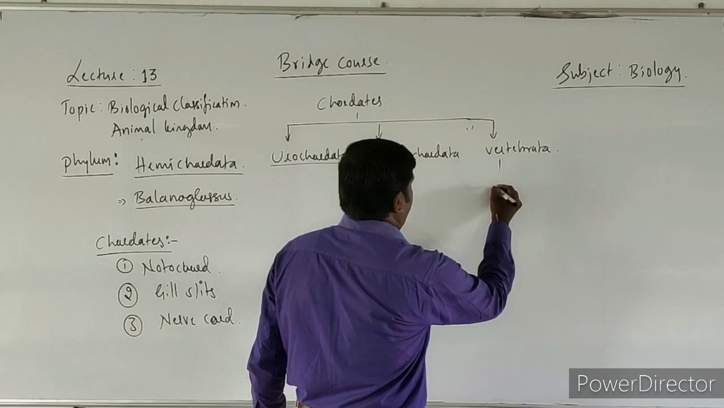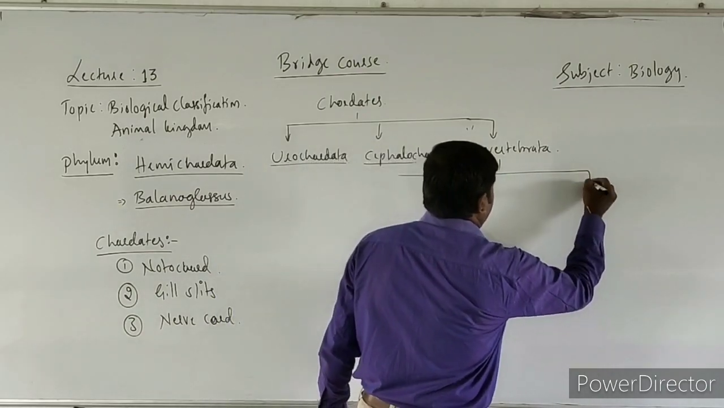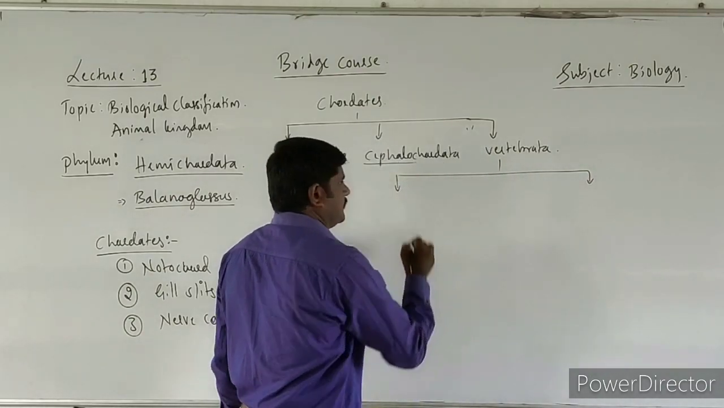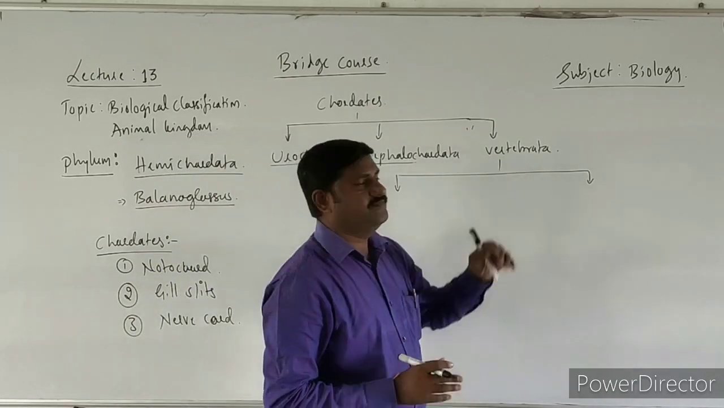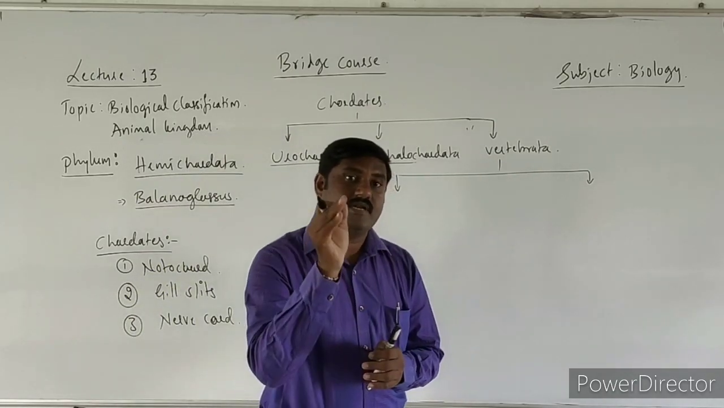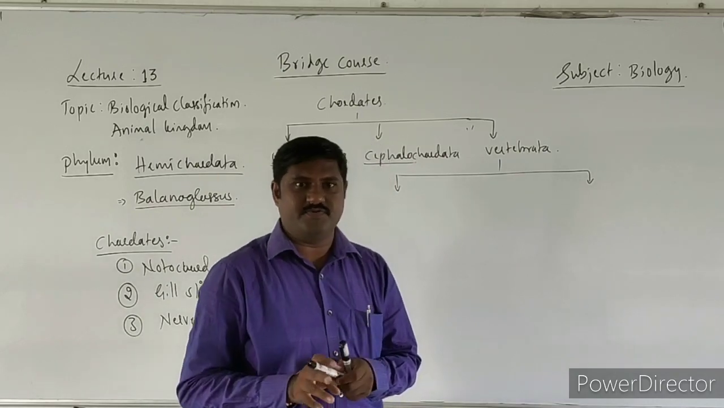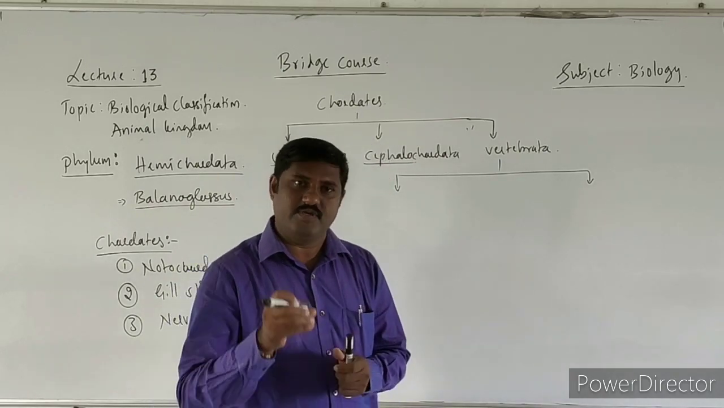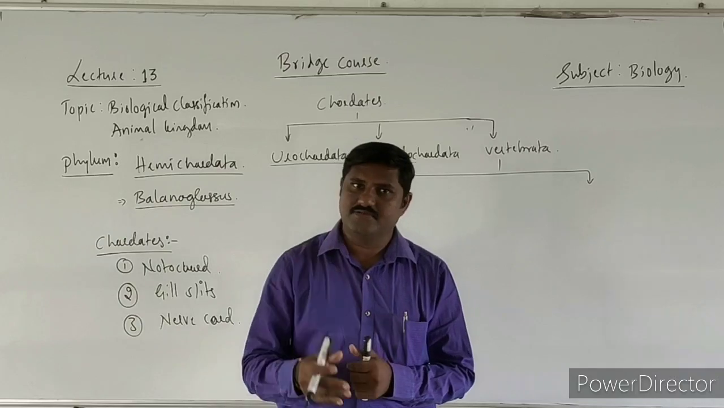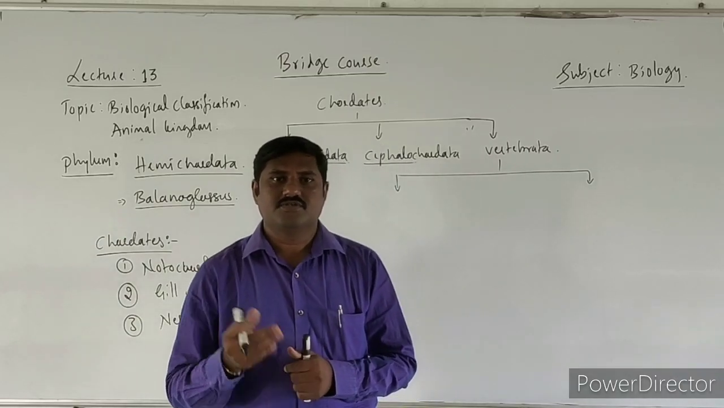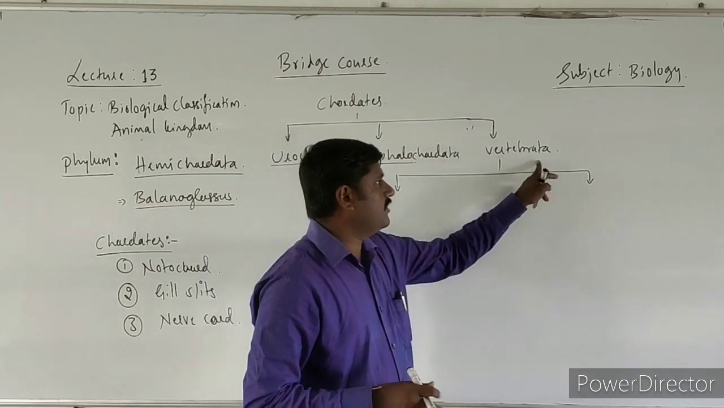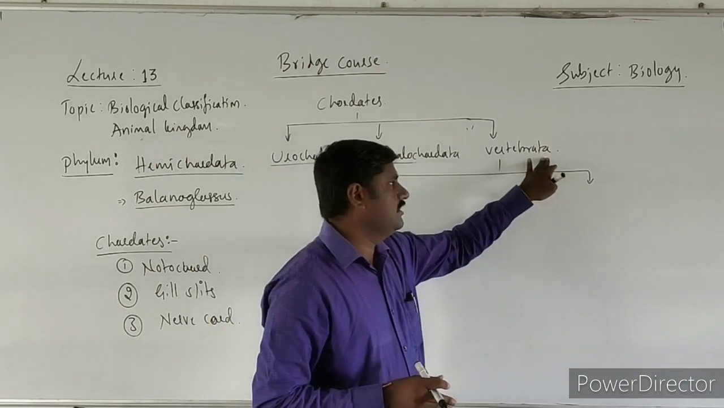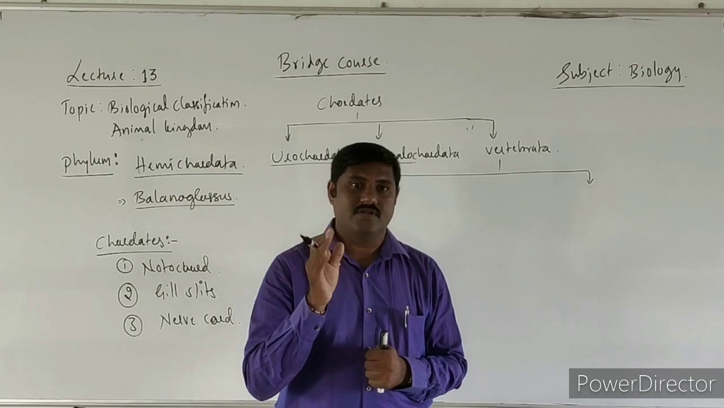And vertebrata once again classified into different groups. Vertebrates, here the animals have vertebral column. What is the difference between notochord and vertebral column? You might know. Already you have studied. Notochord later develops itself into vertebral column. These are higher chordates, what we call them, right?